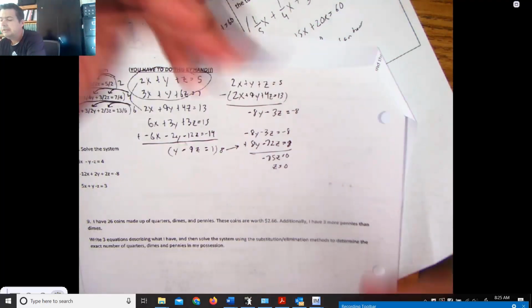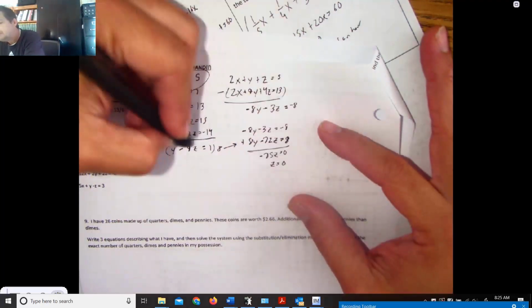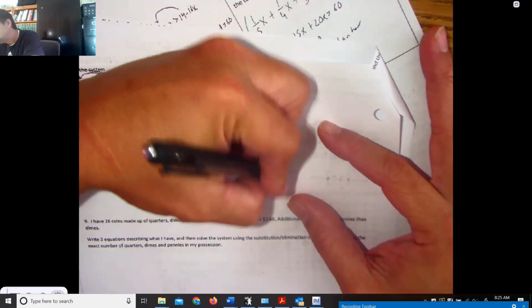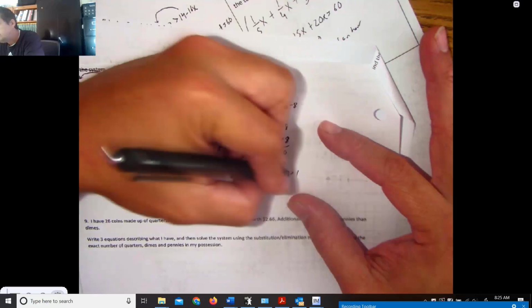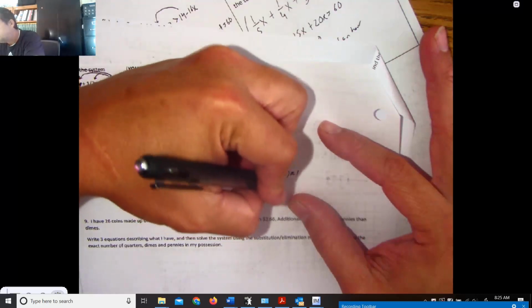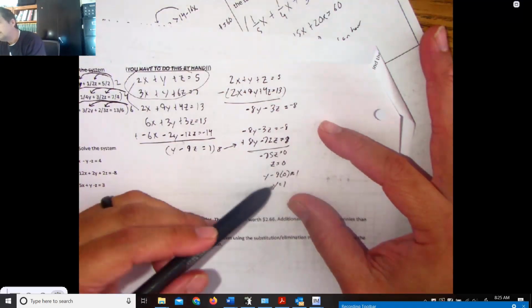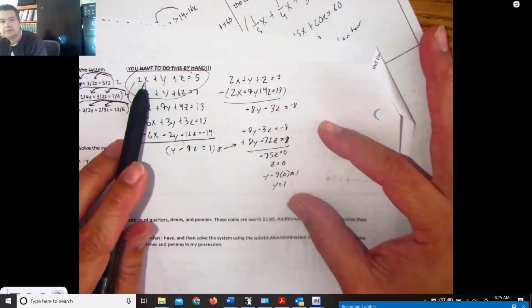Now that I have z, I can get everything else. Yeah, this little equation right here, y minus 9z is 1. Y minus 9 zeros is 1. Well, that's just y equals 1. I hope you understand that. I have y, I have z. I'm in a position to get x if I look up here.